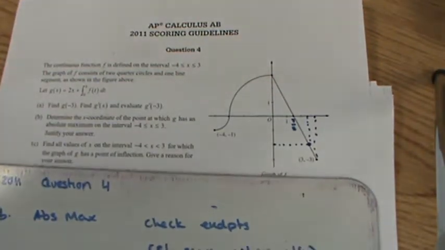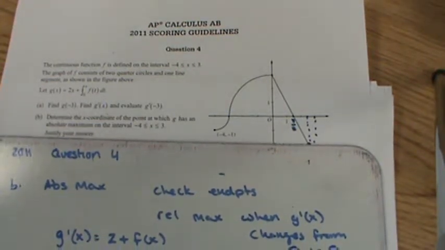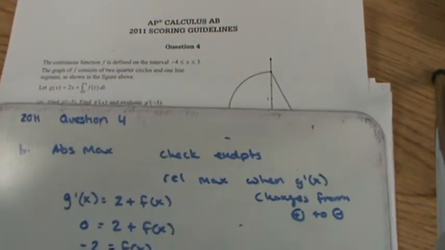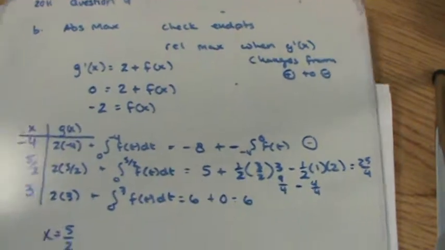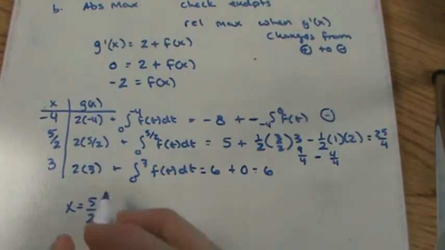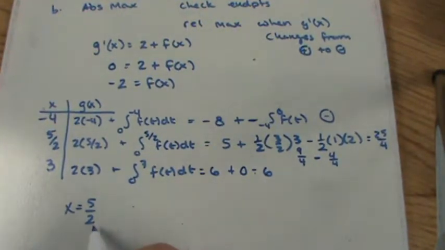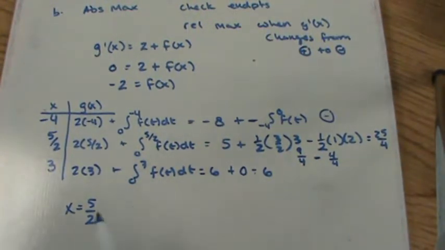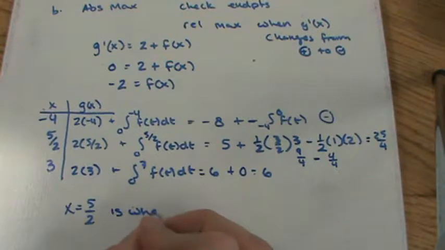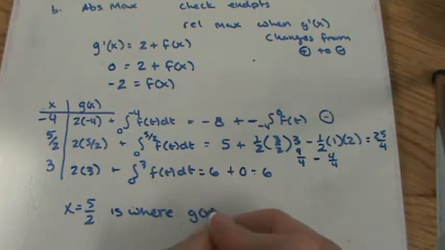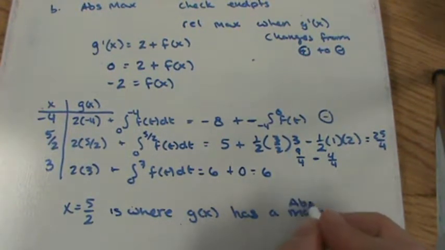So our absolute maximum, remember we're looking to determine the x-coordinate of the point at which it has an absolute maximum. Our x-coordinate would be x equals 5/2. That would give us our maximum value for g of x. Okay, a little bit more work for this one, but not too difficult. More just computations, figuring it out. All right, so our max value is where g of x has an absolute maximum.